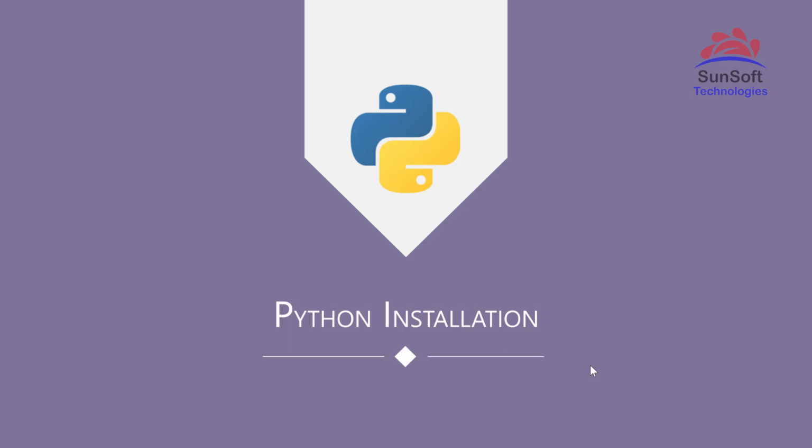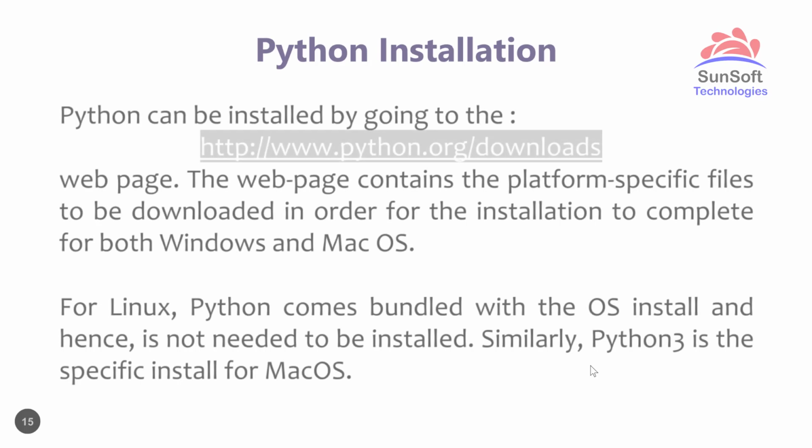Python installation. Now Python can be installed by going to this link, and this link contains the platform specific files which you should be downloading. For Windows you'll have a .exe file, for macOS you'll have a .pkg file, and for Linux Python comes bundled with the OS, so you don't really need to download Python. You can just go to the terminal, type in Python or Python 3 if you want to use the specific version, then just press enter and you'll be greeted with the Python REPL.